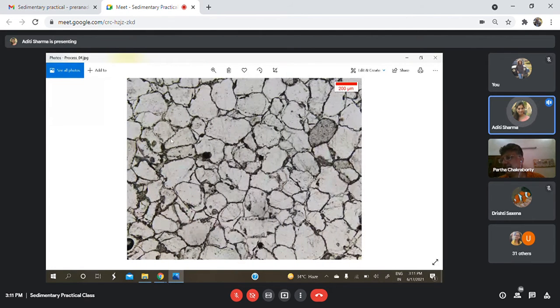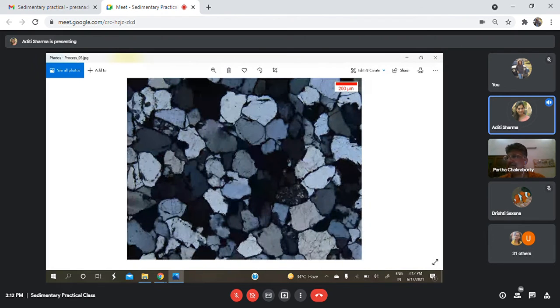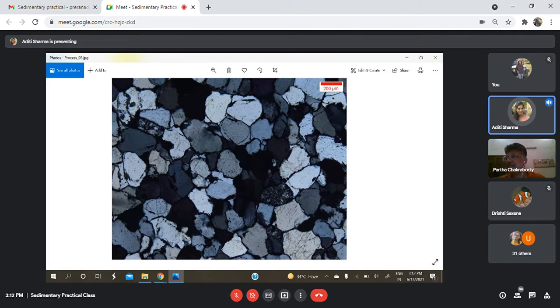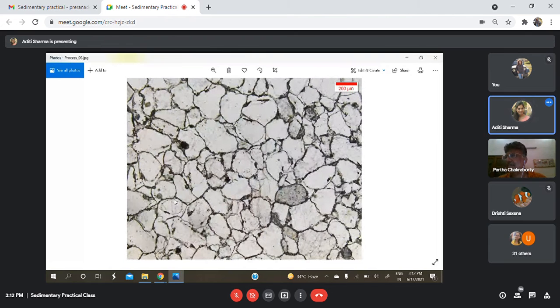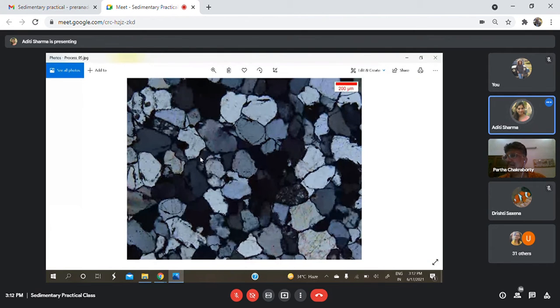So this is the same view under plane polarized light. Another picture of the same slide. Only these photographs. Four. Sir, shall I move to the next slide? Yeah, please.